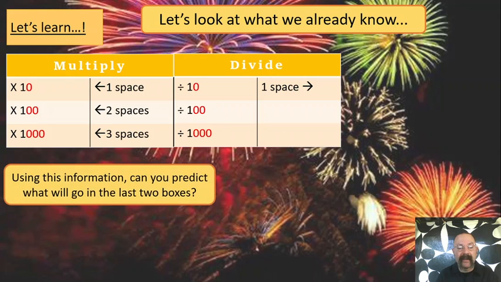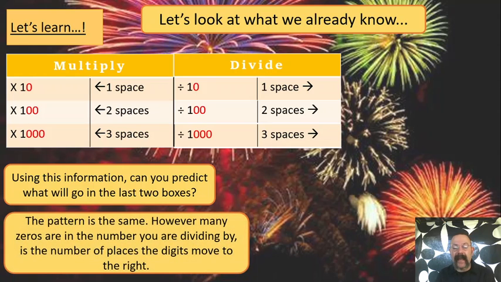Okay, so using this information, can you predict what would go in the last 2 boxes? What do you think? Just check to see if your prediction was right. So, if we divide by 100, it's 2 spaces to the right. If we divide by 1,000, it's 3 spaces to the right. Okay, the pattern is the same. However many zeros are in the number you are dividing by is the number of places the digits move to the right.